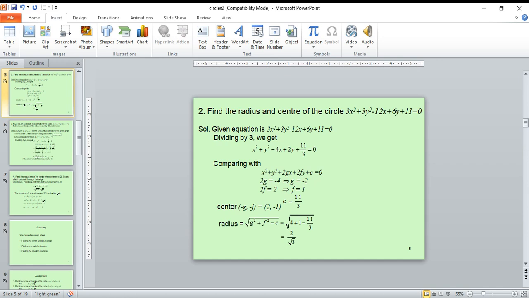So radius r equal to 2 by root 3, and center (h, k) equal to (-g, -f) equal to (2, -1).